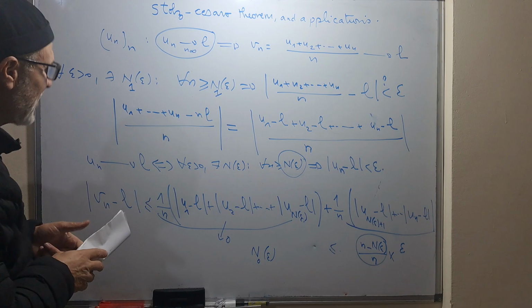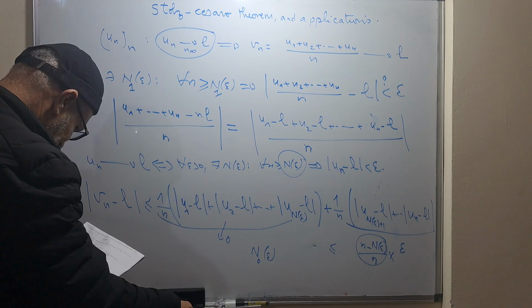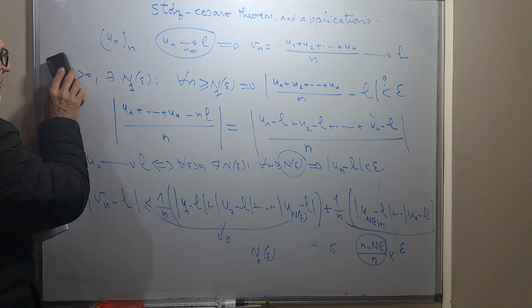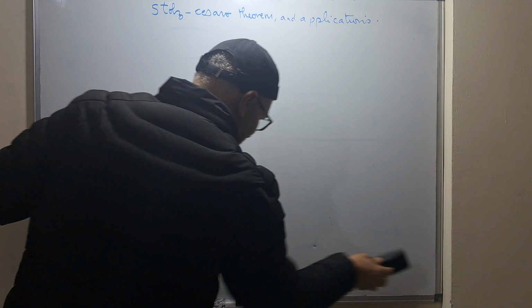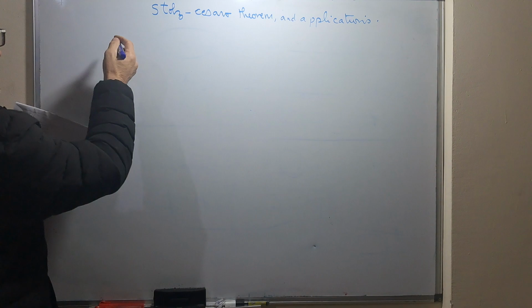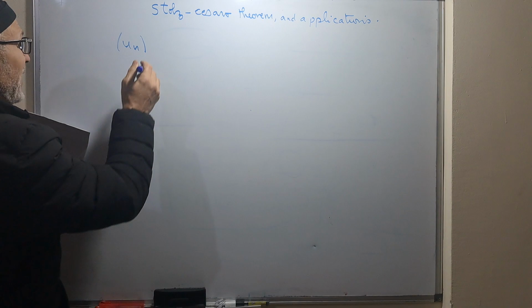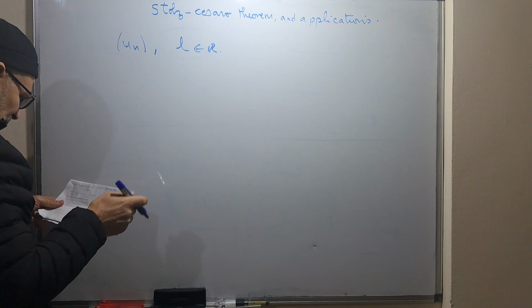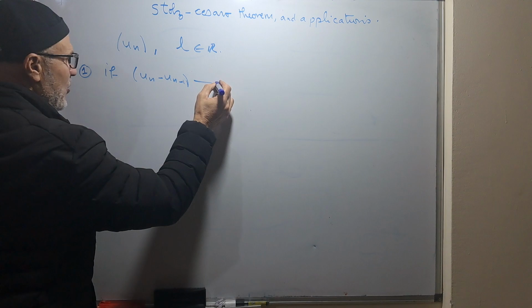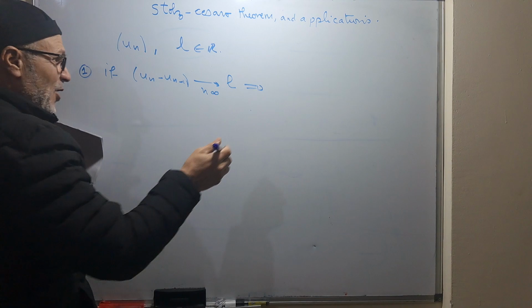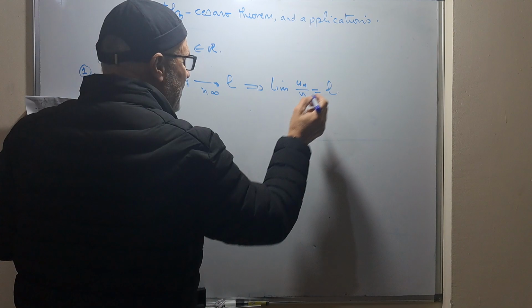The second question is actually an exercise for application. What does the exercise say? The exercise says that suppose that we have a sequence un, which is a real number sequence, and let L be a real number. Prove that, first, if un minus 1 has limit L when n goes to plus infinity, prove that the limit of un divided by n is equal to L.